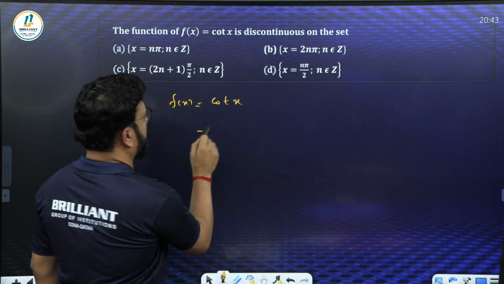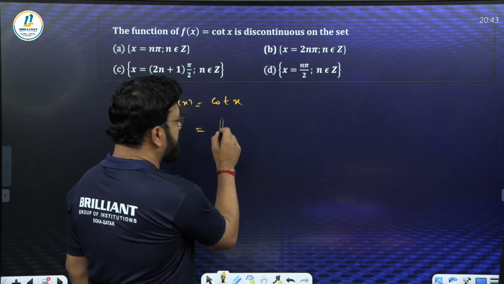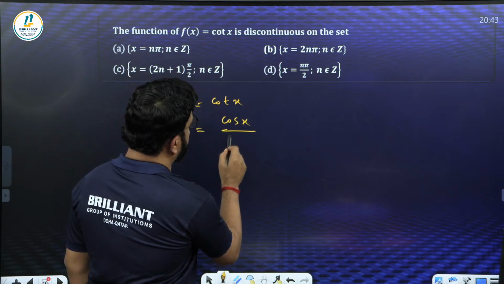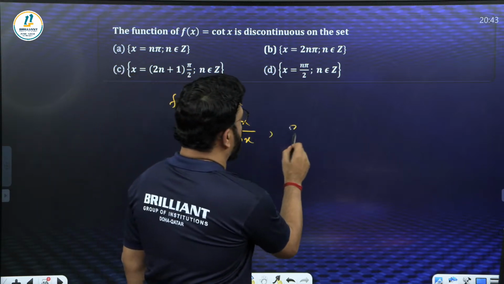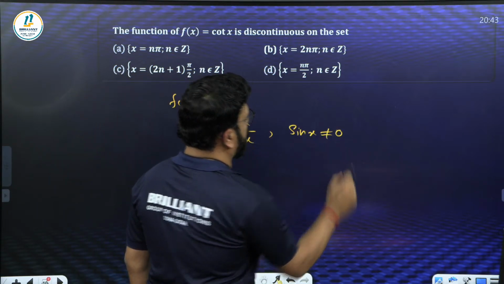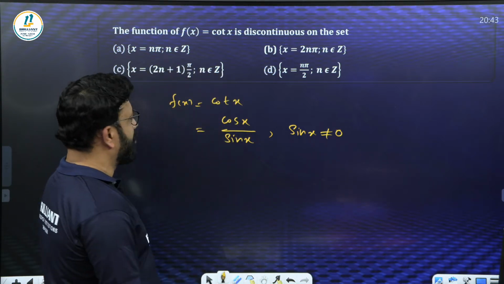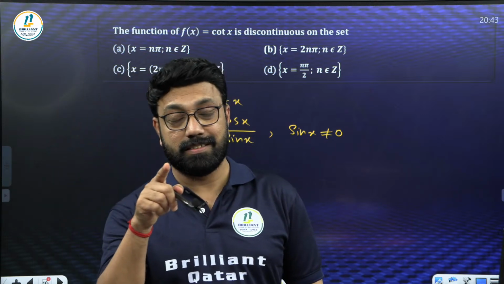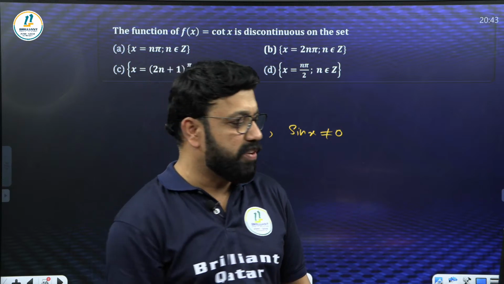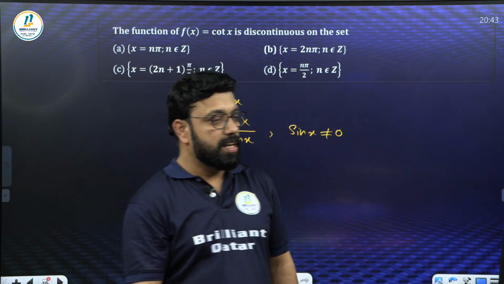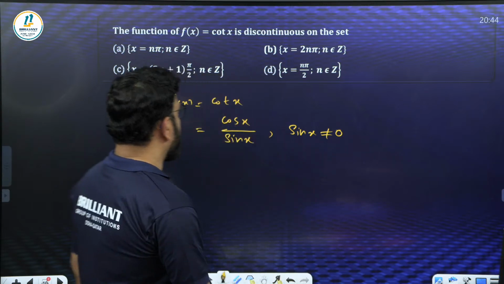What is cot x? Cot x we can write as a rational function. What is the rational function? f of x by g of x, that is cos x divided by sin x. What's the condition? For the denominator, sin x not equal to 0. We want to check these types of questions where the denominator is equal to 0. A rational function f of x by g of x is defined provided g of x is not equal to 0. So here sin x not equal to 0.